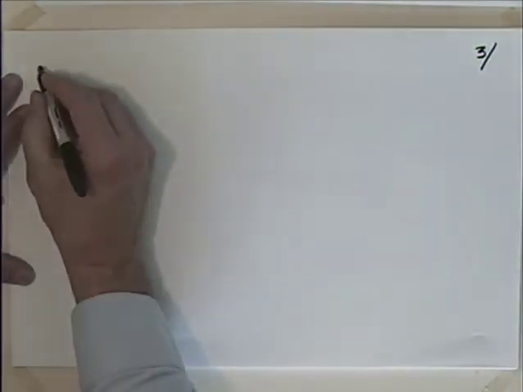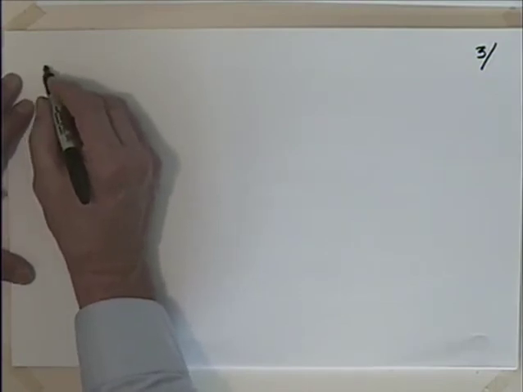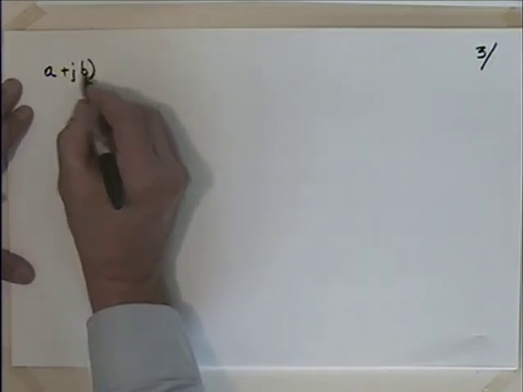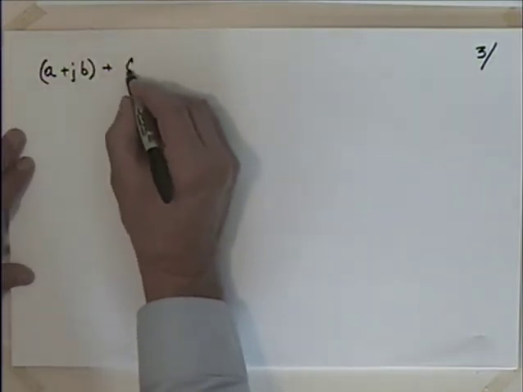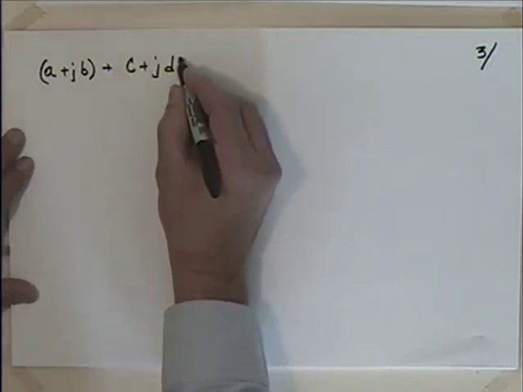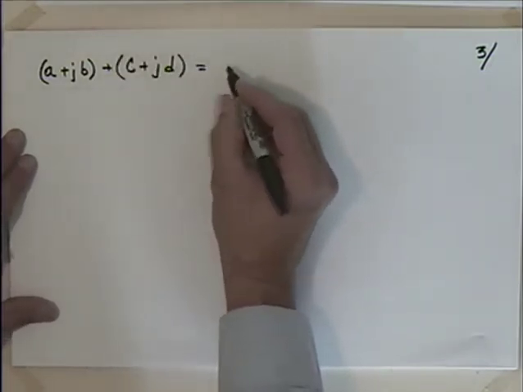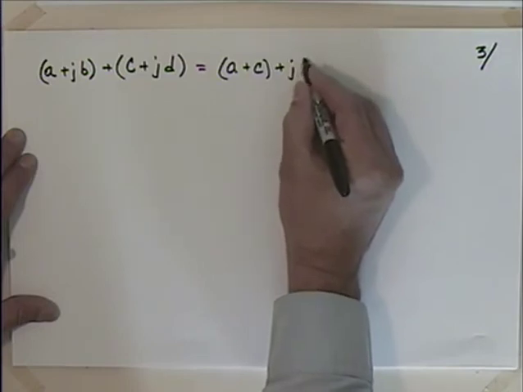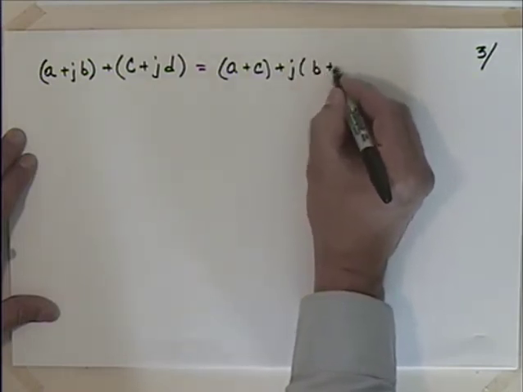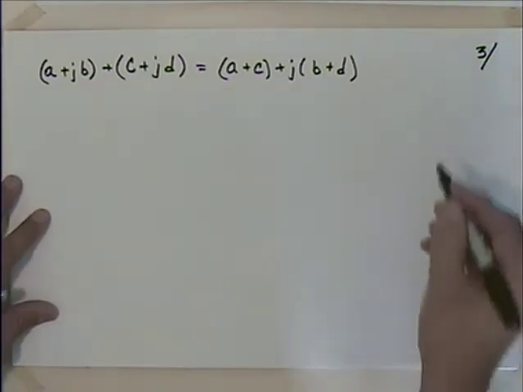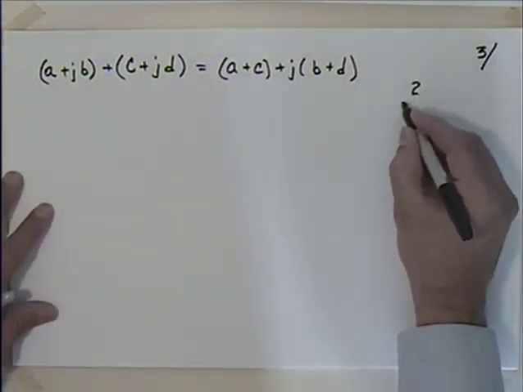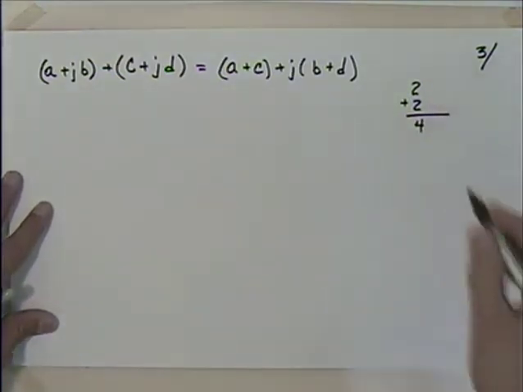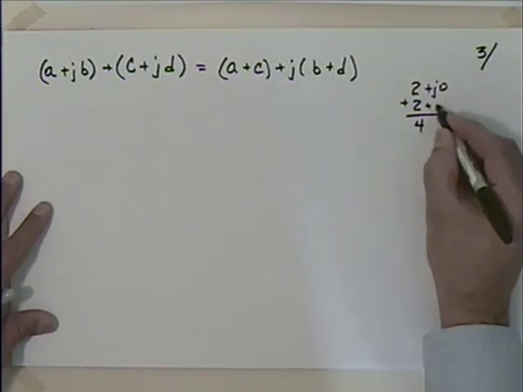Let's say that we have a complex number in rectangular form. So I'm going to say that I have a plus jb plus c plus jd, and I want to add those together. Well, that would simply be equal to a plus c. I add the real portions, and then I add the complex portions, b plus d. To some extent, when they taught you that 2 plus 2 was equal to 4, they didn't tell you the whole story. This would be 2 plus j0, and 2 plus j0.